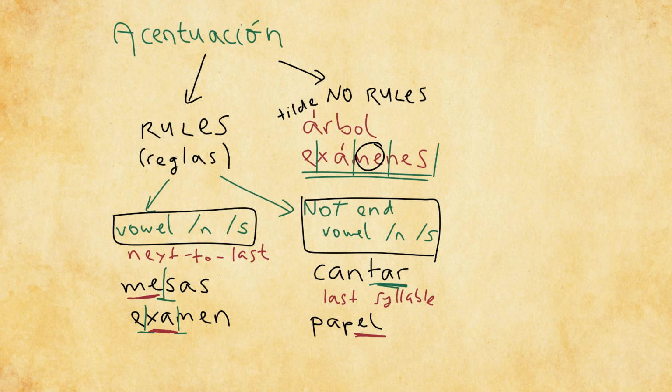If you look at a word and it doesn't have a tilde, then it follows one of these 2 rules. The way to distinguish which syllable to stress is that you look at the last letter of the word, and if it ends with a vowel, N or S, you stress the next to last syllable. So mesas, examen. If the word does not end with a vowel, N or S, you stress the last syllable, cantar, papel. So that's all. It's pretty straightforward, pretty easy, and I'll see you at the next video.